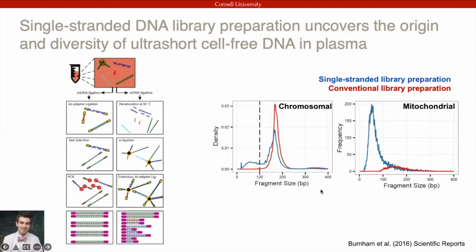We find with single-stranded library preparation, we are much more sensitive to the full range of cell-free DNA lengths. We're finding a large majority of peaks that are ultra-short, or less than 100 base pairs. And this is especially so in the case of mitochondrial cell-free DNA.